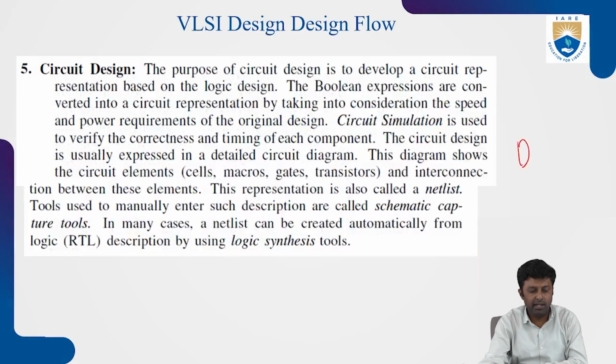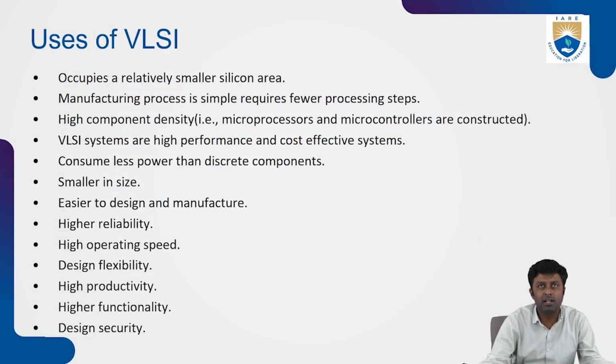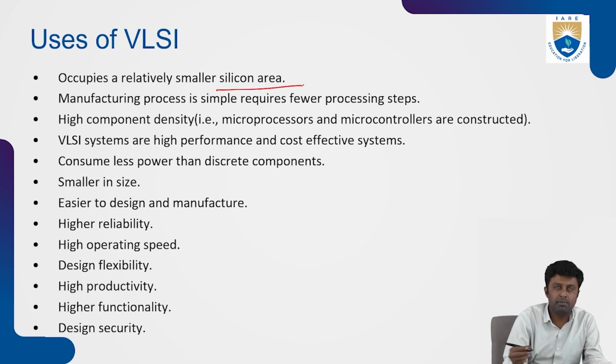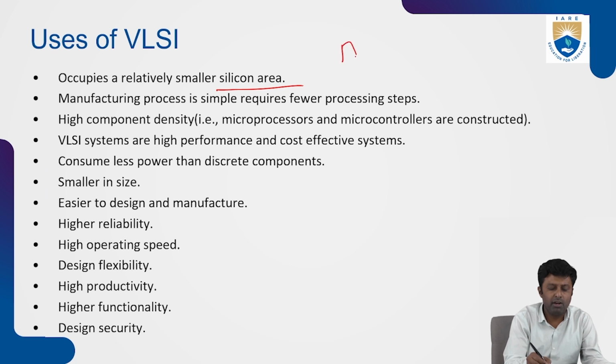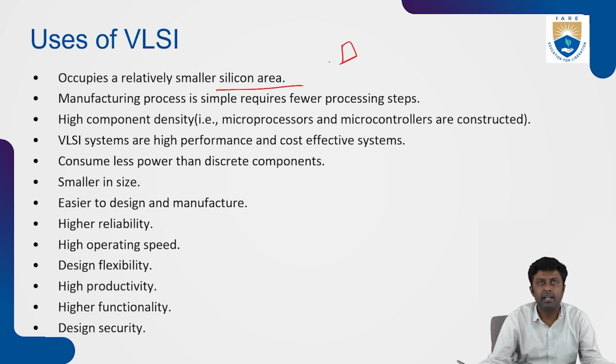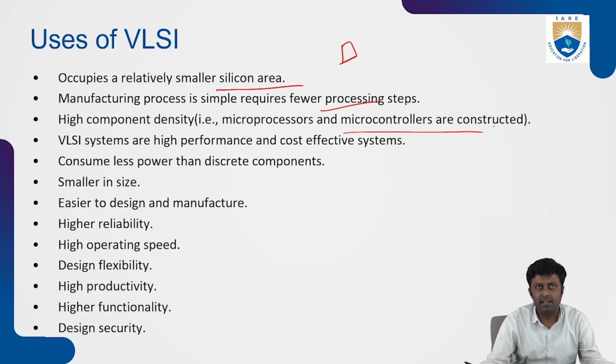Once we are done with the VLSI design flow, we will see what the uses of VLSI are. It occupies a relatively smaller silicon area, which is one of the advantages. The area it occupies is very small, and the manufacturing process is simple and requires few processing steps. Only a few steps are required to fabricate an IC once we have designed it. Then there is high component density, that is, microprocessors and controllers are constructed here, so high density components are produced.